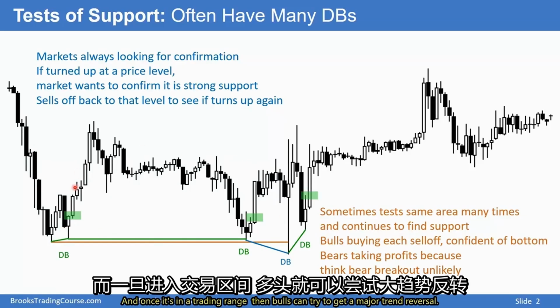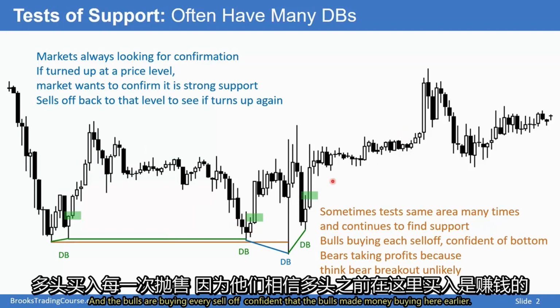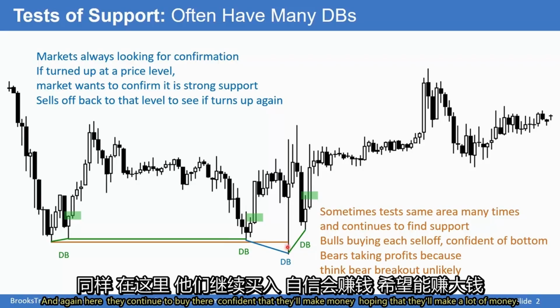And once it's in a trading range, then bulls can try to get a major trend reversal. And the bulls are buying every sell-off, confident that the bulls made money buying here earlier. And again here, they continue to buy there, confident that they'll make money, hoping that they'll make a lot of money.